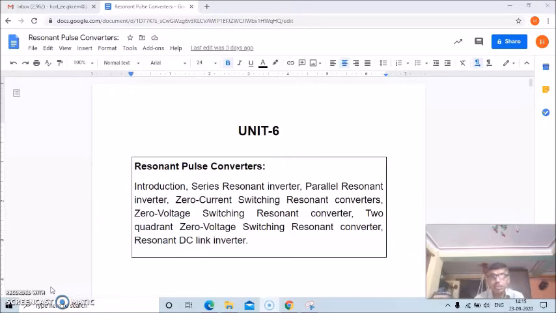Resonant pulse converters will include its introduction and series resonant inverter, parallel resonant inverter, zero current switching resonant converters, zero voltage switching resonant converters, two quadrant zero voltage switching resonant converter, and resonant DC link converters. With this discussion, you will be able to understand resonant pulse converters, why they are used, where they are used, and why they are important in power electronics applications.